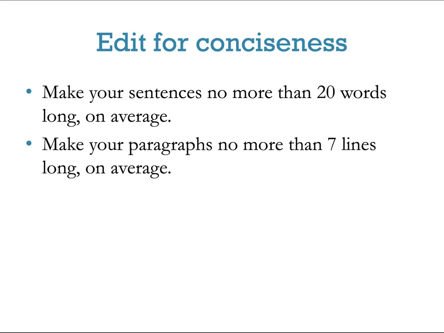So, edit for conciseness. Make your sentences no more than about 20 words long on average. Typically, I would tell you that there's no right or wrong on this, but for technical writing, there is. Make your paragraphs no more than 7 lines long on average. You want to avoid huge blocks of text. Visually, it's not appealing to the eye. If it's not broken up, people will not read them.